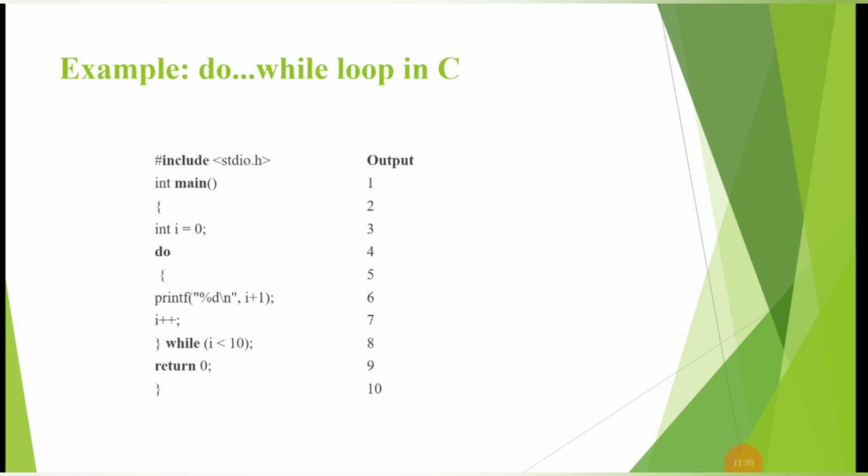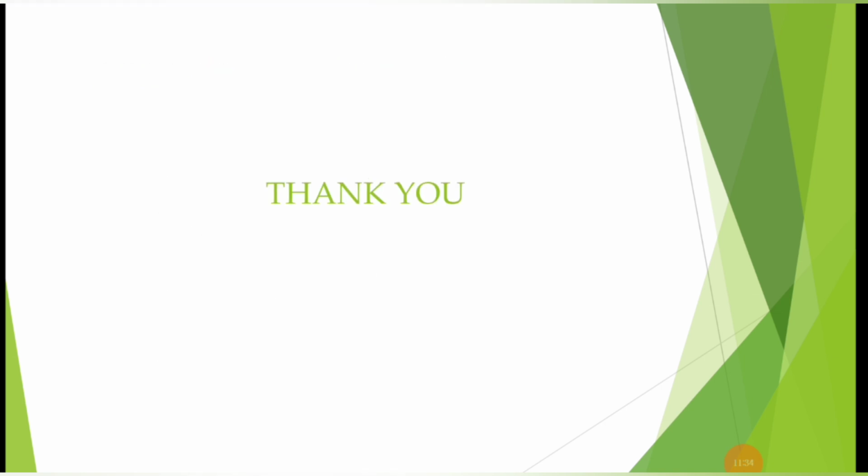So that's all. This is called looping. There are three kinds of looping: the first one is while, then do while, and then for loop. While and for are entry control loops, and do while is an exit control loop.